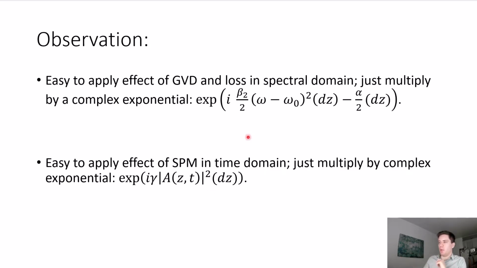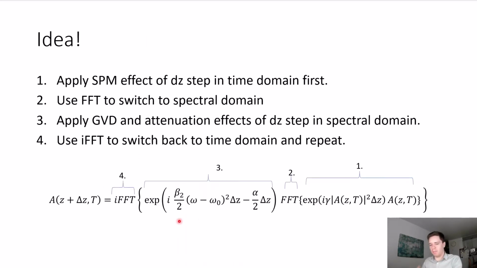So maybe we can get away with simply applying the effect of dispersion and loss inside of the spectral domain, then shifting to the time domain and applying the self-phase modulation, then switching back again. That's essentially the idea behind the split-step method. We start with the envelope of the pulse at some certain location inside of the fiber. Then in order to push it forward by delta z, we first apply the effect of self-phase modulation. Then we compute the Fourier transform in order to go to the spectral domain. We apply the effect of dispersion and loss. Then we compute the inverse Fourier transform in order to switch back to the time domain. And then we just keep looping like this until we reach the end of the fiber.